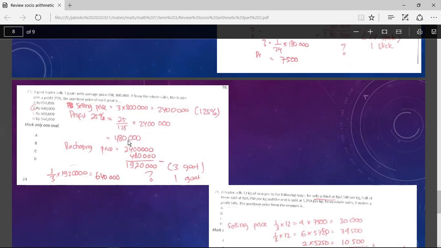So after we find the profit, and we know the selling price, we can find the purchasing price. We need to subtract it, so that is equal to 1,920,000. That is the purchasing price for 3 coats. If they're asking about the average price for each coat, you need to divide it by 3, or 1/3 times 1,920,000, which is 640,000.